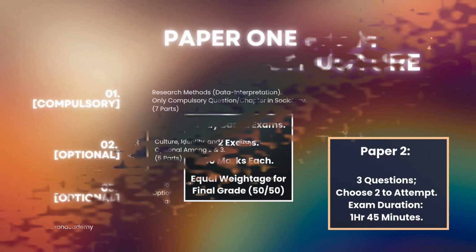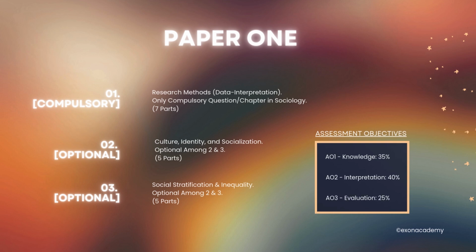Now coming towards paper 1, question 1 of P1 focuses on the basics of sociology and research methods. It has 7 parts, is compulsory, and is the lengthiest question in O-Level Sociology, prompting P1 to have a 2-hour duration. You have a choice between the other 2 questions and can choose to only prepare one chapter out of chapters 2 and 3. Assessment objectives are also necessary to keep in mind. P1 is designed to test and award the candidate according to 35% of their knowledge, 40% of their interpretation, and 25% of their evaluation.